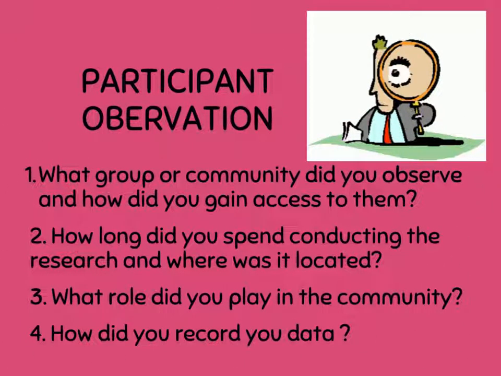Participant observation: this describes where, when, and how you conducted the observations or ethnography. What group or community did you observe and how did you gain access to them? How long did you spend conducting the research and where was it located? What role did you play in the community? How did you record your data? For example, audiovisual recordings or note taking.